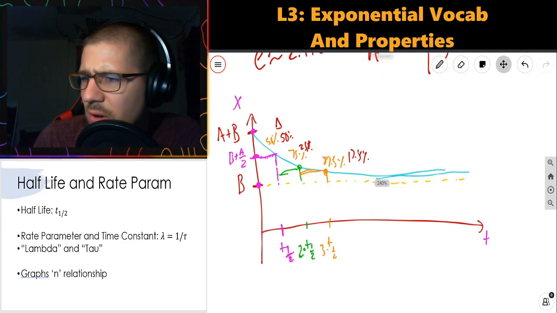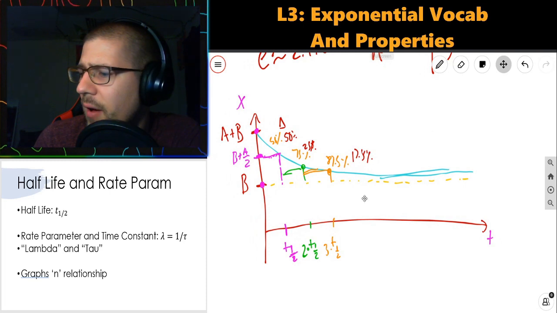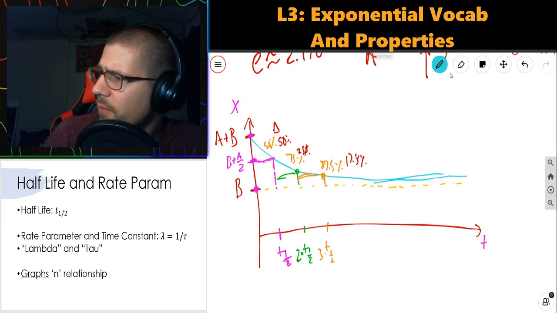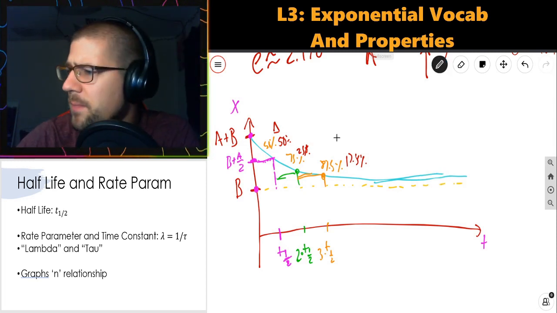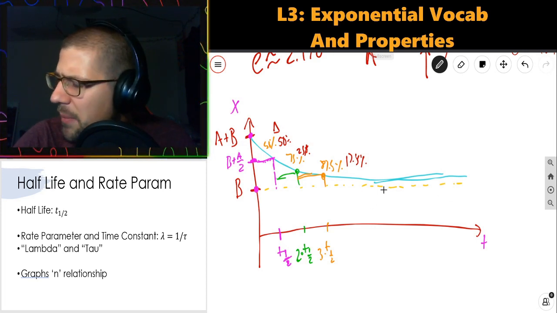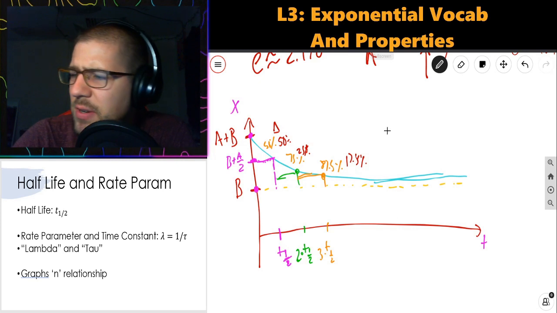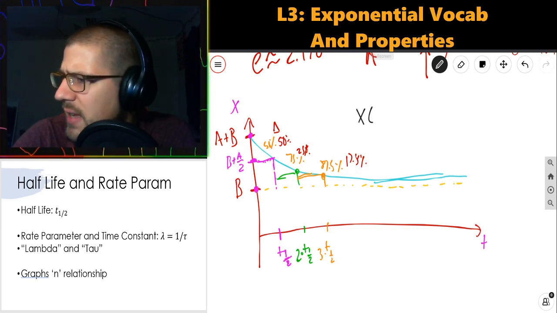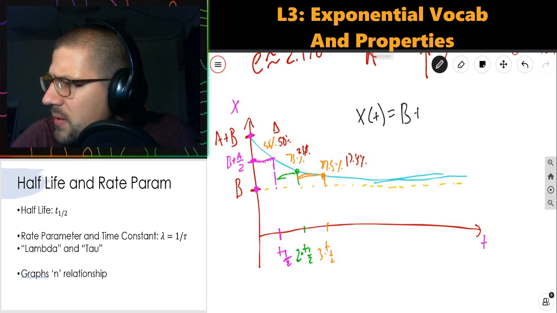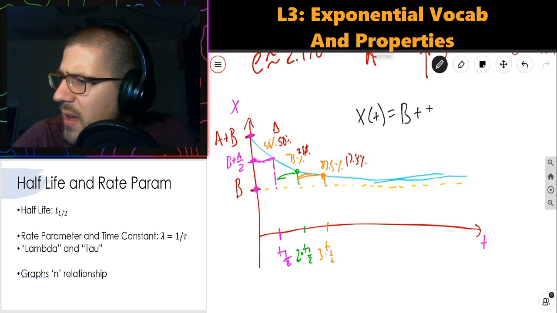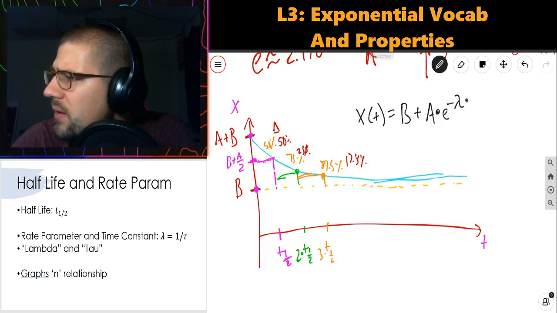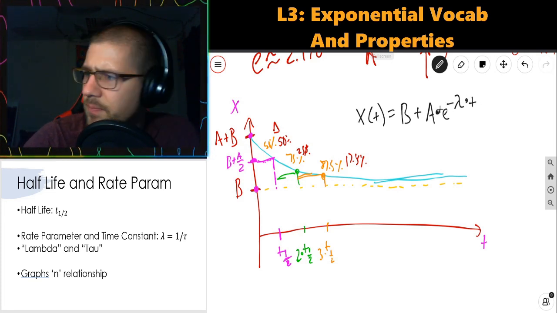Now I've drawn this little graph. I want to provide a formula that I might use to describe this. So the formula that describes this graph is a decay. It's slightly modified from our original version of decay because I got an additive constant. I'm ending up not at 0. So I would describe this as follows. I'd say x of t is b, that's the constant, plus an exponential decay. So it's going to be a times e to the negative lambda times t. We're going to talk about lambda here next.